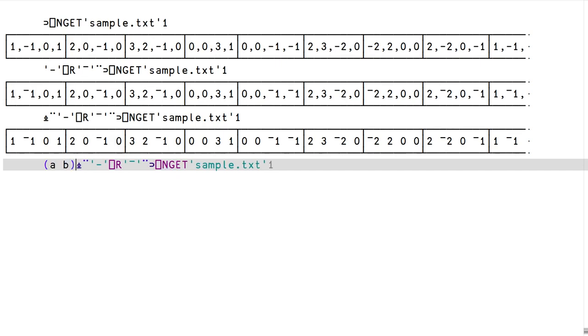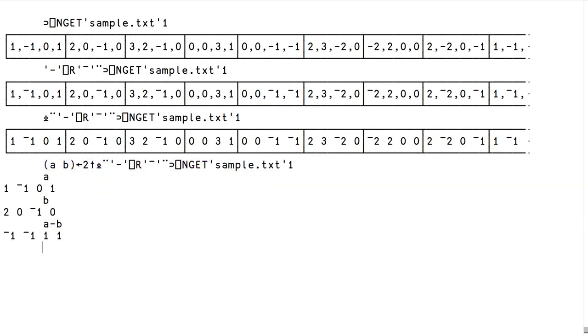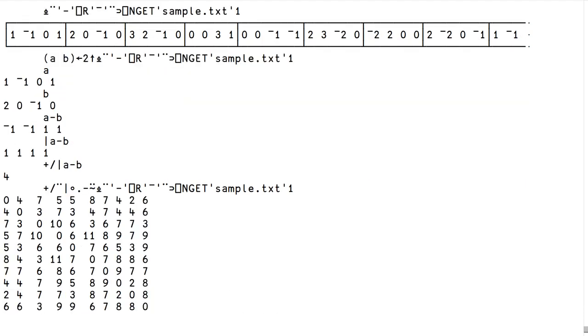If we name the first 2 points, we can find the Manhattan distance between them. Here's the difference between them, the absolute difference between them, and the sum of the absolute differences, which is the Manhattan distance. Doing this for all pairs of points gives a matrix of the distances between them. The zeros on the leading diagonal represent the distance from each point to itself.